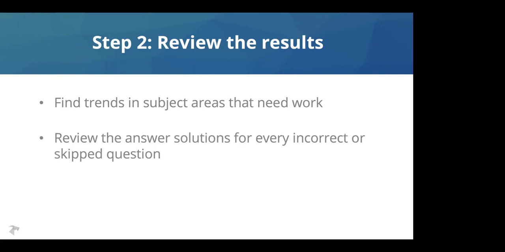So go back through the test and review every question you answered incorrectly or skipped. Read the answer explanation and make sure you know how to do that question if you were to see something similar again. Then you'll want to learn test-taking strategies to understand how to arrive at the correct answer and how to avoid choosing any of the wrong answer choices.